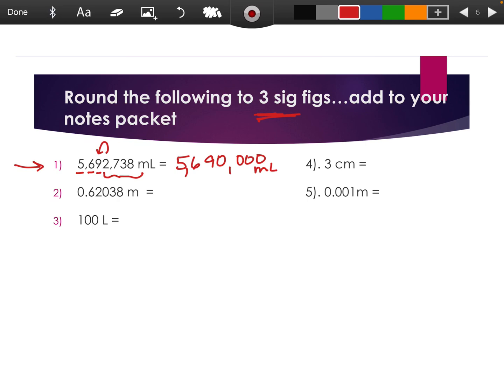All right, number 2, 0.62038. Again, I'm going to look at the first 3 values. Those are the 3 values that I want to keep. I look at the 4th one to see, will the 3 cause the 0 to round up? Nope. So then I'm going to keep the 6, the 2, and the 0. And because this 0 is at the end of the number and after the decimal, it would count as a significant value. So this would be my 3 sig figs. So 0.620 would be my final answer.